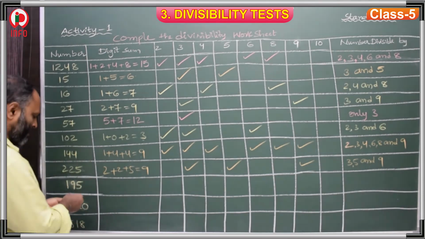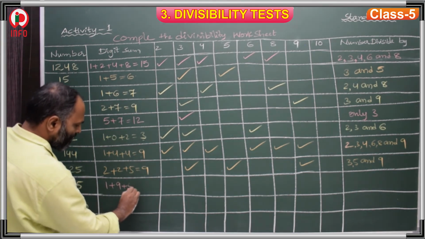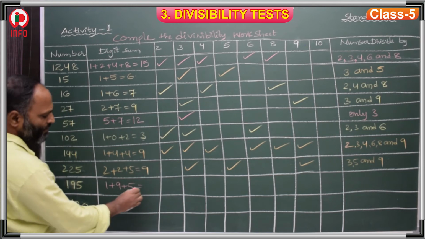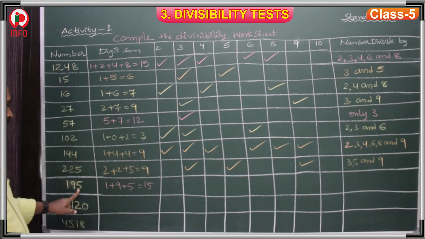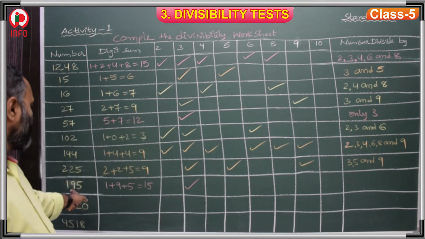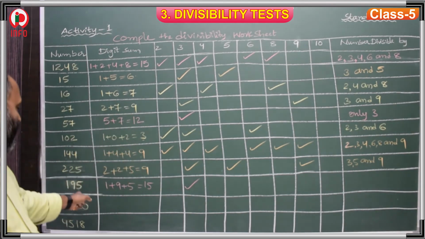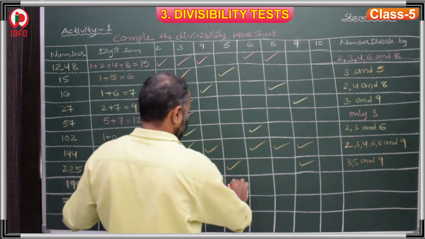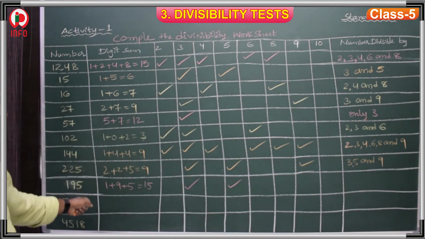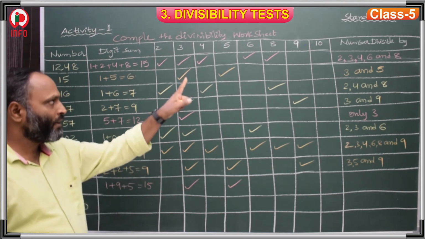Then next, 195. Here 1 plus 9 plus 5: 1 plus 9 is 10, 10 plus 5 is 15. First, 195 is an odd number, so it won't divide by 2. And 15 is divisible by 3, so it is also divisible by 3. For 4, the last 2 digits are not divided by 4. For 5, the last digit is 5, so it is divided by 5. For 6, it is not divided by 2, so it is not divided by 6.